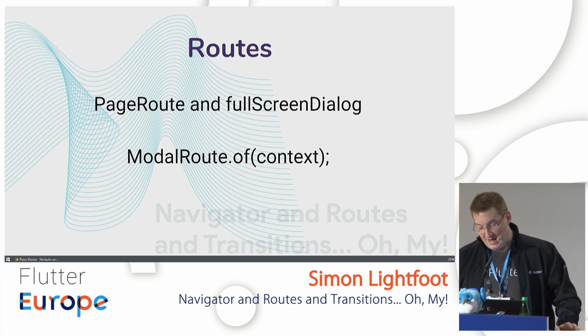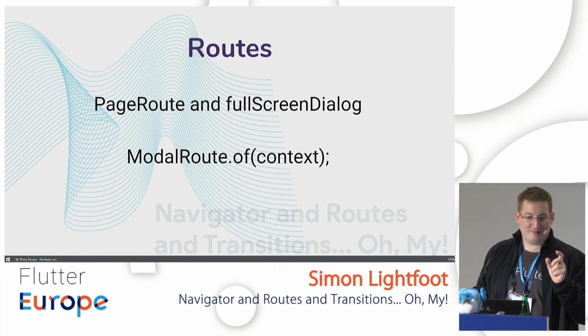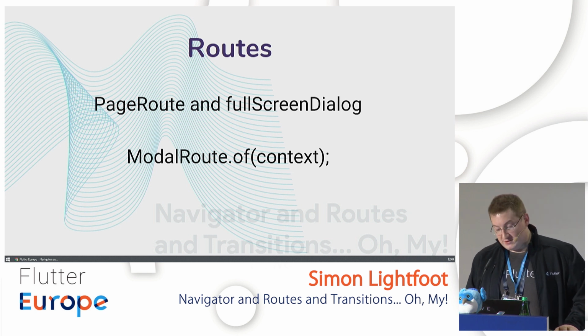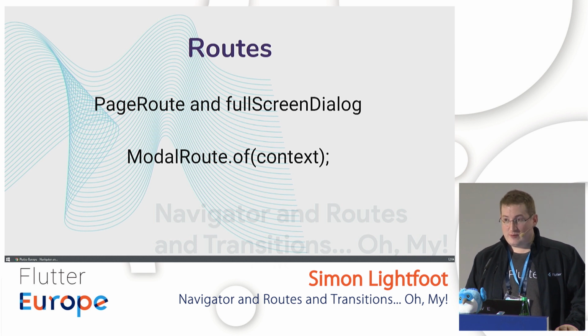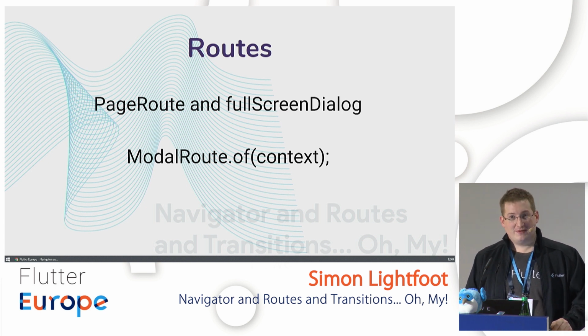And then if you can take one thing away from this talk, it's that one piece of code there, modal route.of context. If you want to get your current route, like for animations, to check the name of the current route, on any widget within your tree, you can use that one line. So many people don't know this.